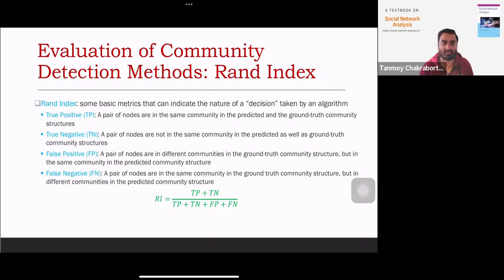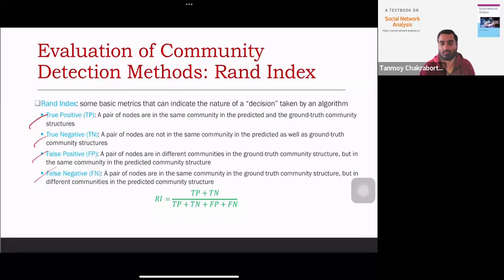In RAND index, the idea is that, let's assume there are four quantities. One is called true positive. In normal classification, we basically create this confusion matrix, and then true positive, true negative, false positive, and false negative. Here also the idea is the same, right? In RAND index, we also compute these four quantities. Let's look at these quantities.